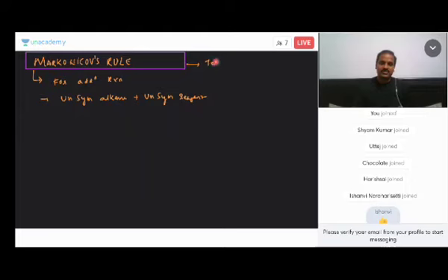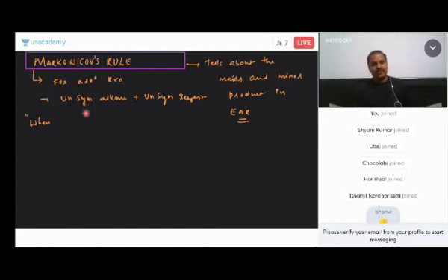It tells about the major and minor product. Major and minor product in which reactions? In electrophilic addition reactions. That is the importance. Right? So I tell you, simply, when I'm giving the definition or statement for Markovnikov's rule, what is that?